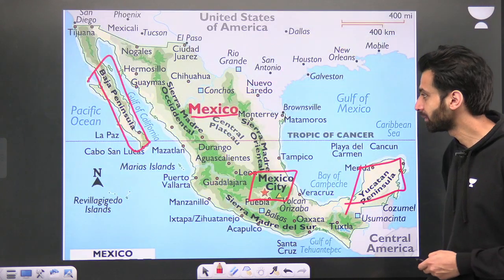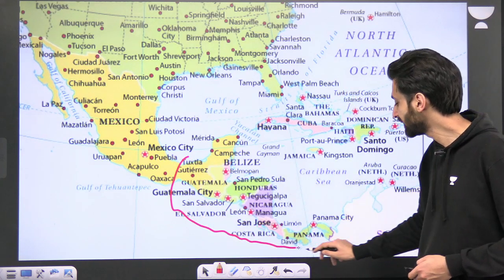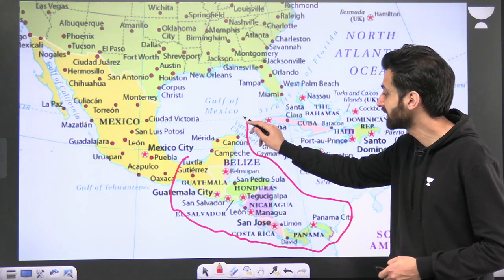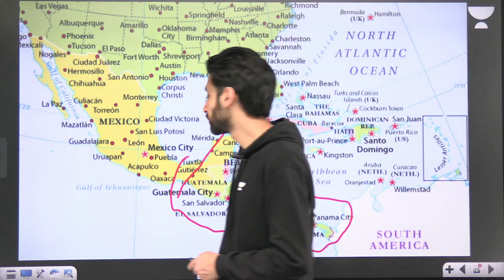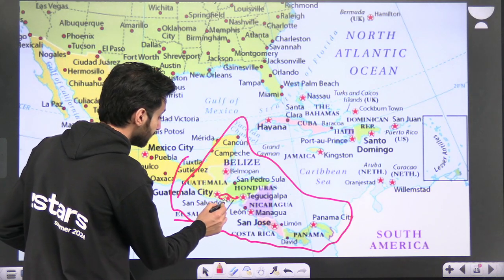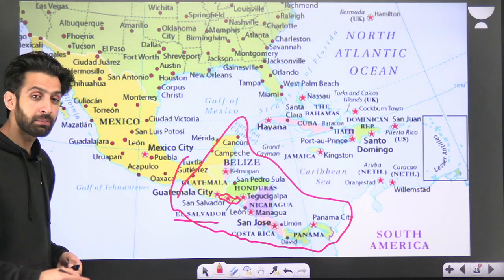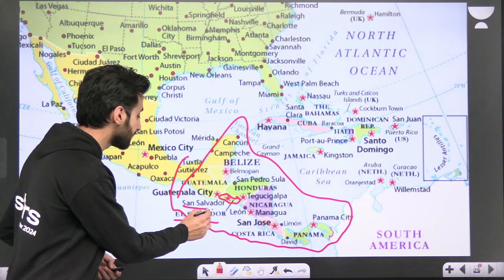If you look at the Central American part here, there are actually a lot of countries. You don't have to remember all of these countries, but there are some countries that you should know about, starting with El Salvador. This is El Salvador that I am marking, and the capital of El Salvador is San Salvador.